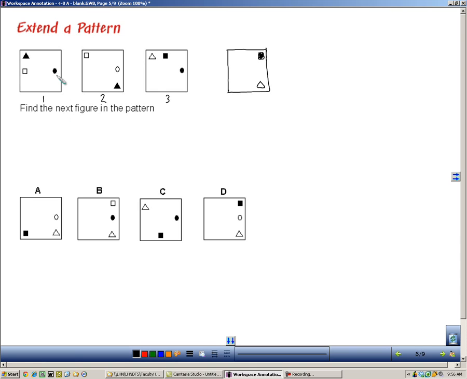The last figure is a circle. The circle seems to stay there, but go from closed to open to closed. So probably open. So this is my guess for the fourth spot. Let's see if that matches one of these over here on the right. And it does. It matches D.